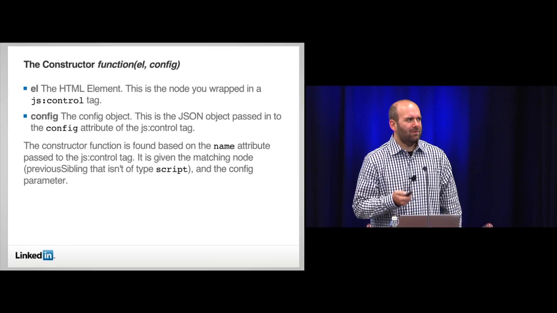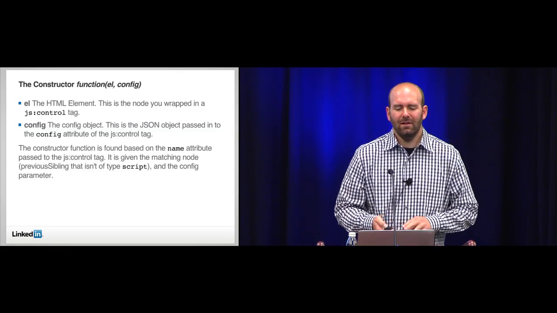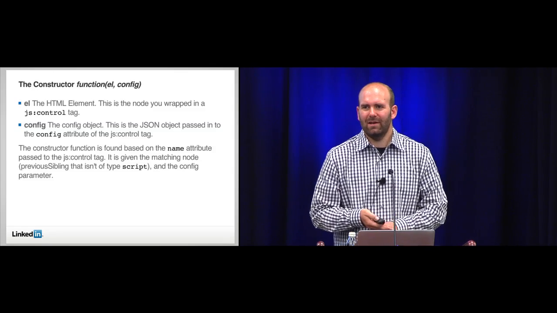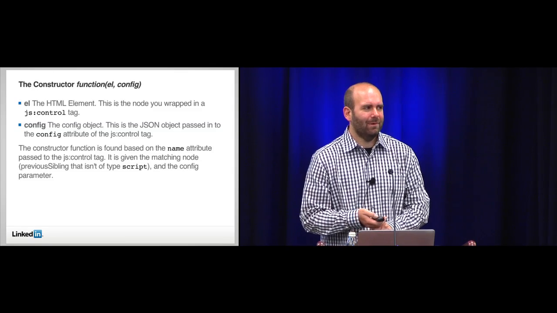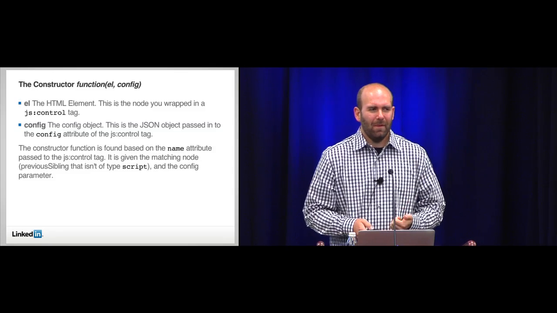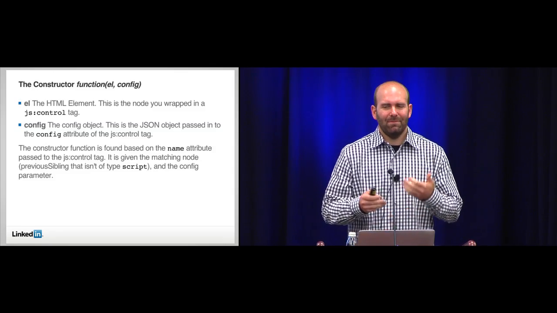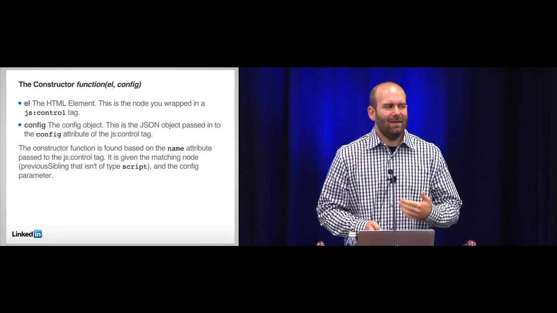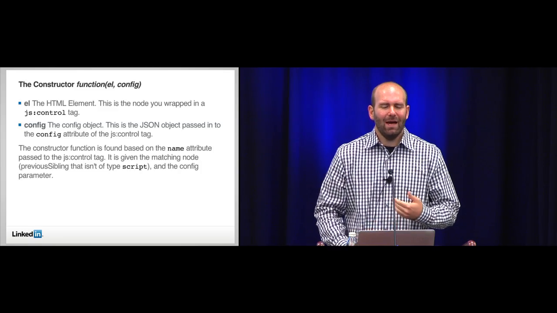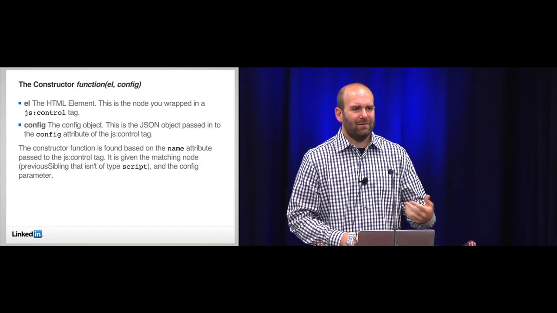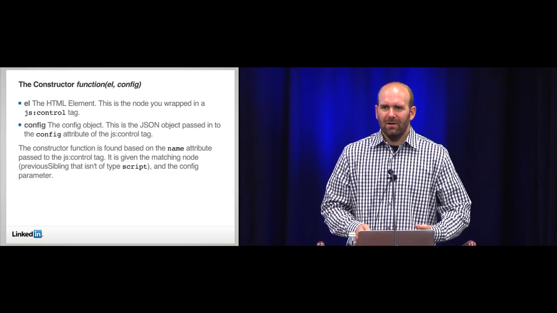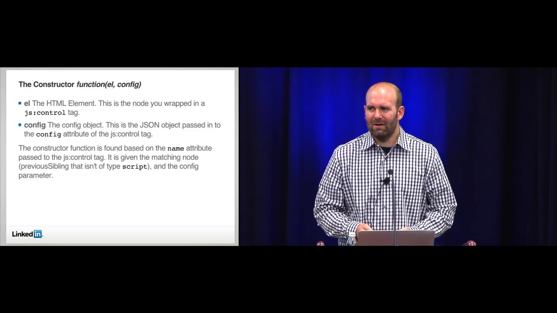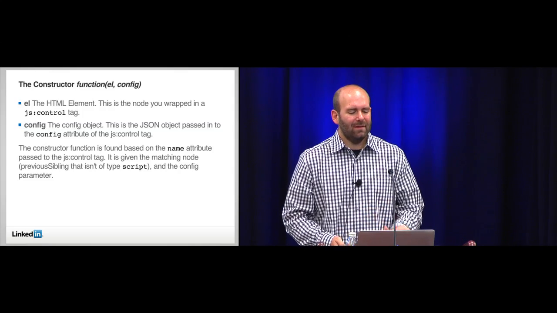In the constructor, there's two parameters that come into your custom control, el and config. We use el and config by convention. They could be anything you want, but we prefer el and config because that's what they always are. The first parameter is the element. So if you remember back to our ghost label example, we wrap the label in the JS control tag. That label node is what gets passed in as el. If you have a config, so when you do JS control, you pass the config attribute, whatever's in that JSON object gets passed in as the second parameter, as config. That allows you to then set up your control.